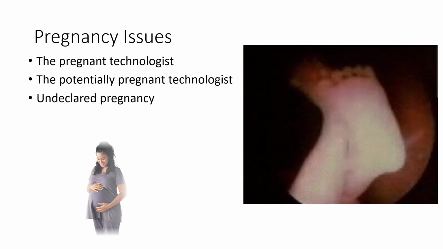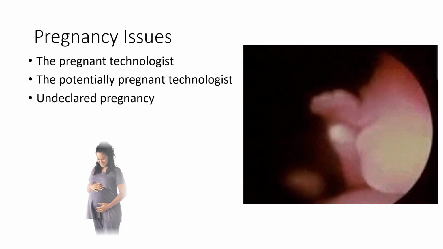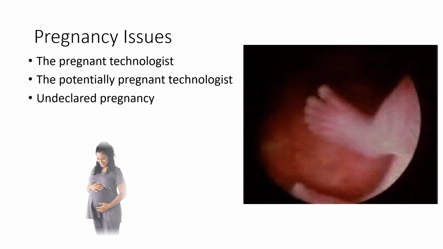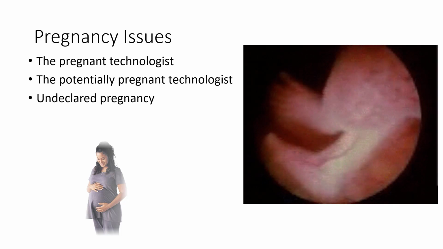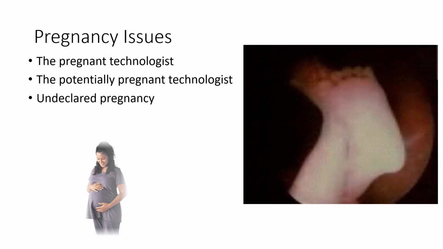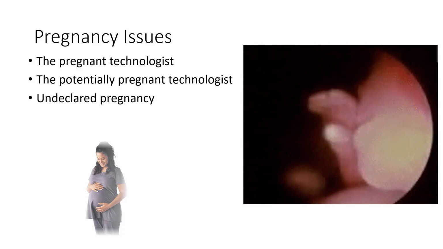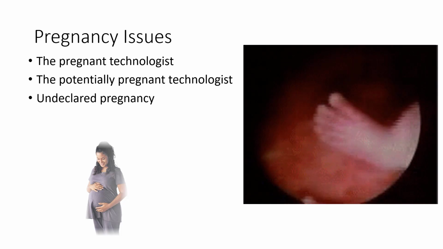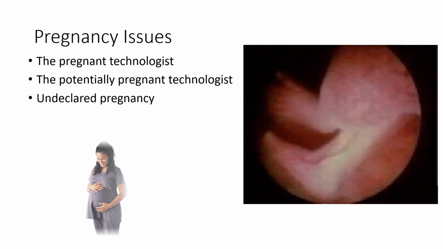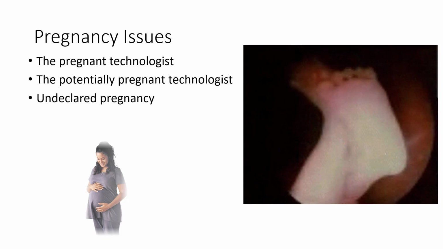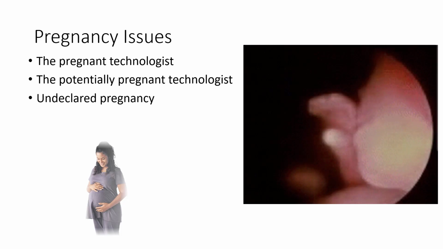We've talked about monitoring the occupational worker, but what happens when the worker becomes pregnant? Are there pregnancy issues? Yes, there are. The pregnant technologist is different from the fetus. And there is a difference between a potentially pregnant technologist and an undeclared pregnancy. So we'll review some of these pregnancy issues to have a better understanding of how to monitor them.